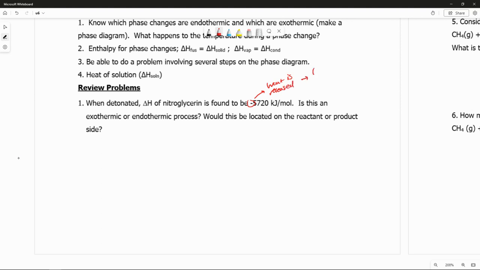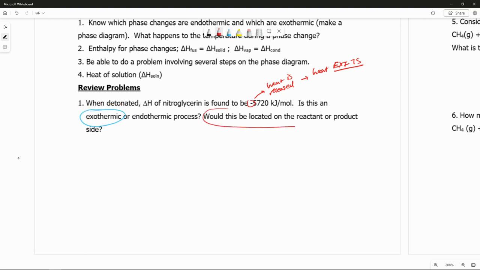In other words, heat exits, in very bold letters. Is this an exothermic or endothermic process? Well, we know it is exothermic because if you recall my other videos on thermochemistry, we know that when heat exits, it's related with exothermic. Therefore, the detonation of nitroglycerin is exothermic. Let's do that in a different color.